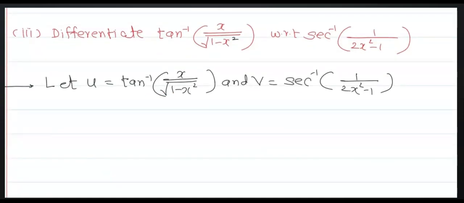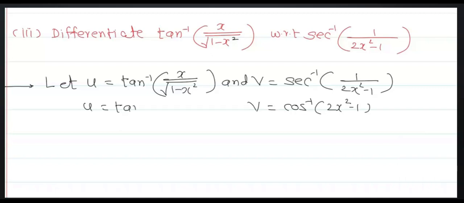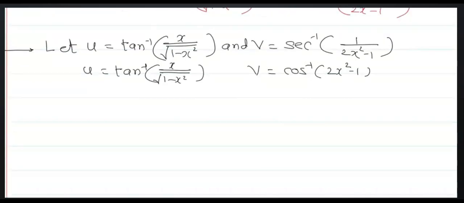Now here, u is equal to ... and v is equal to sec inverse of (1 minus 2x square) minus 1. This can be converted into cos, that is, v is equal to cos inverse of (2x square minus 1). So u is equal to tan inverse of x upon root of 1 minus x square, and v is equal to cos inverse of 2x square minus 1.